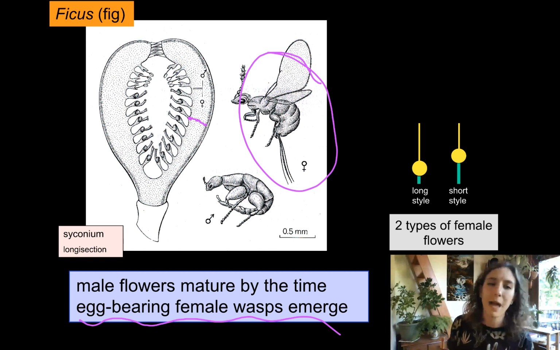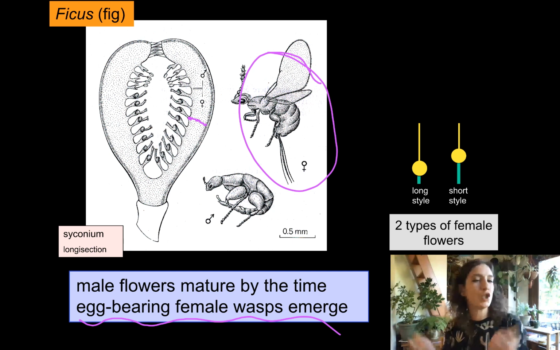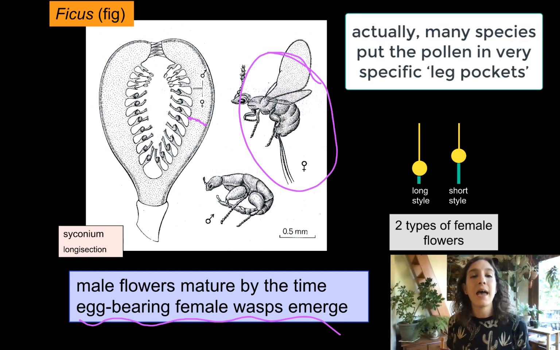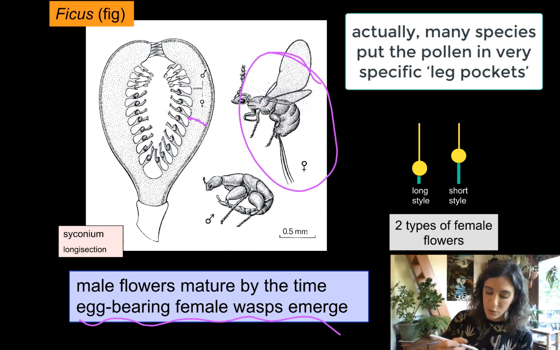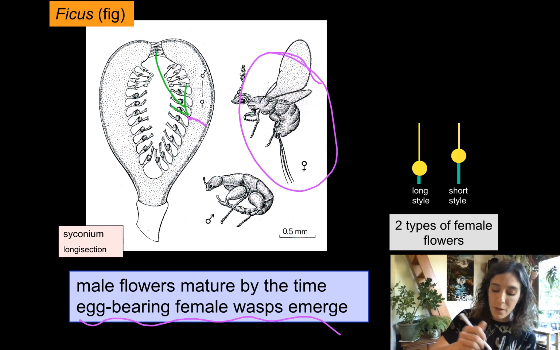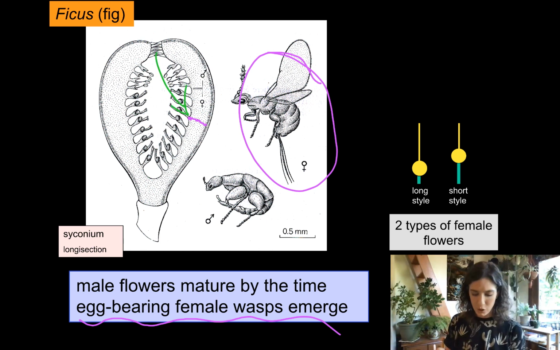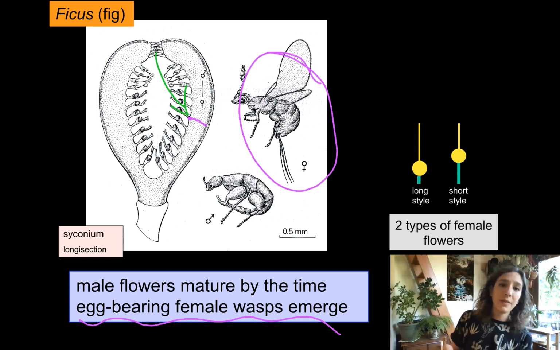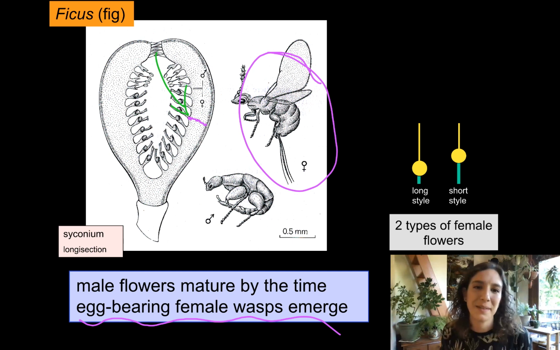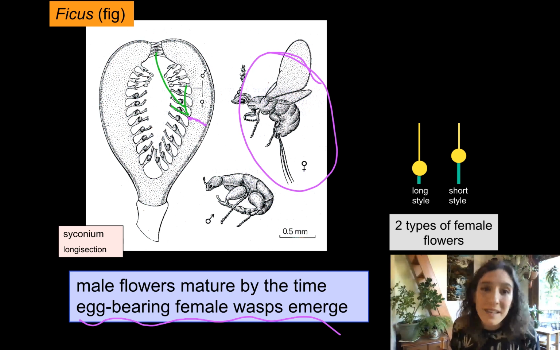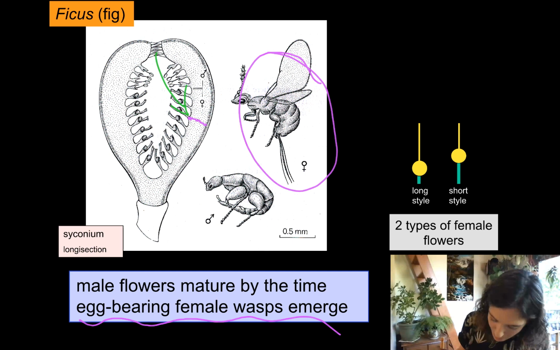She goes up to those male flowers and she does this cool pollen dance. She gets pollen all over herself. And then she finds her way to the escape tunnel that her late ancestral brother dug for her. And then she flies away and she starts the life cycle all over again. So that's how figs get pollinated. How about that?